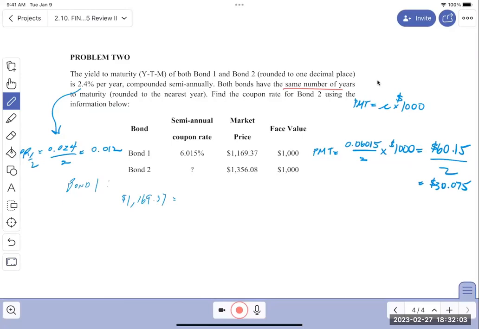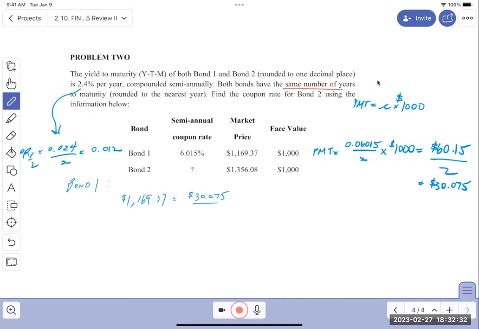1,169.37 equals the annuity piece, which is payments. All right, so the payments are $30.075. I think we're going to keep it at 075, but payments are actually in dollars and cents. But we'll leave it like that because people buy more than one bond. I usually say do not round intermediate calculations. So we'll keep it 075 for now.